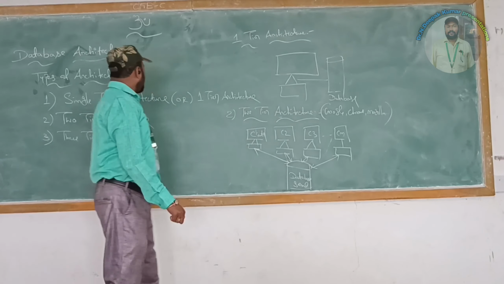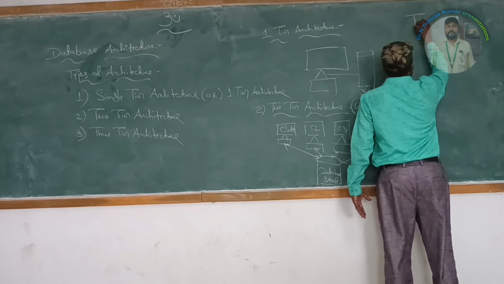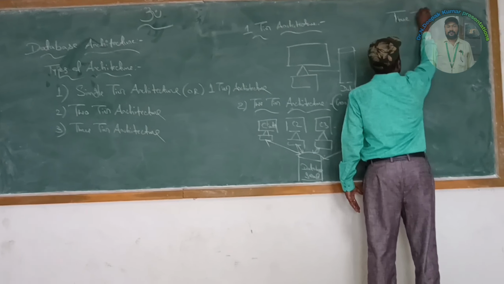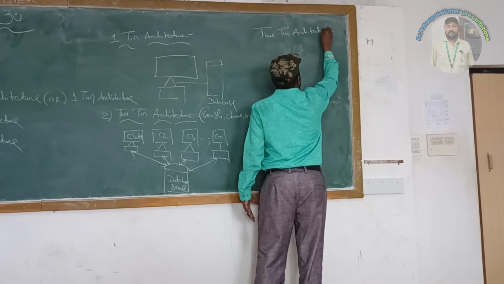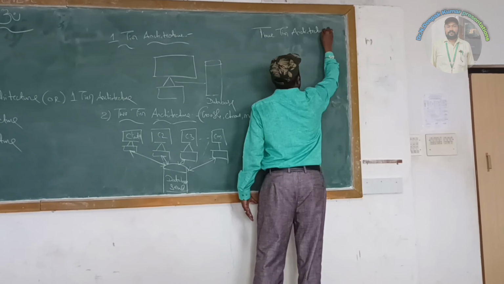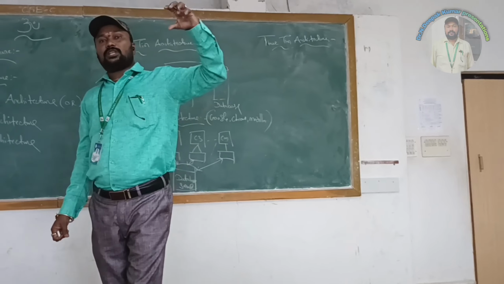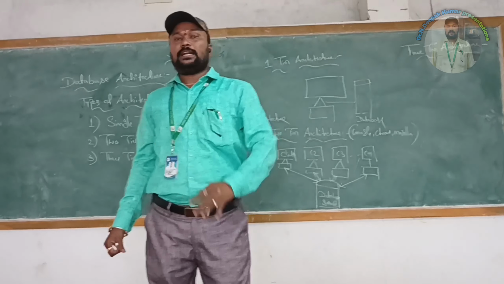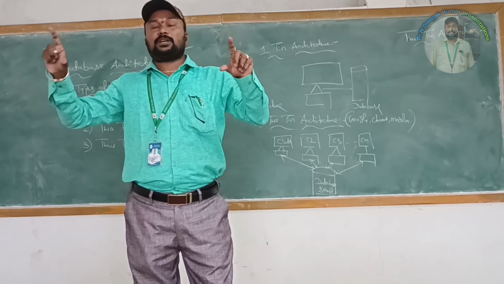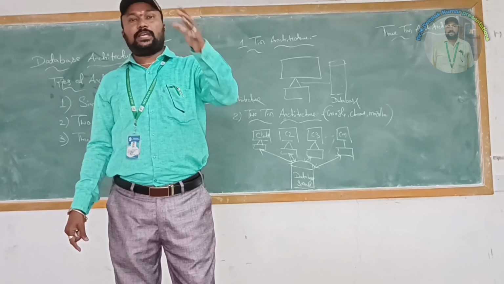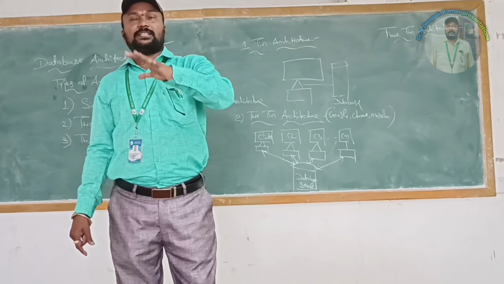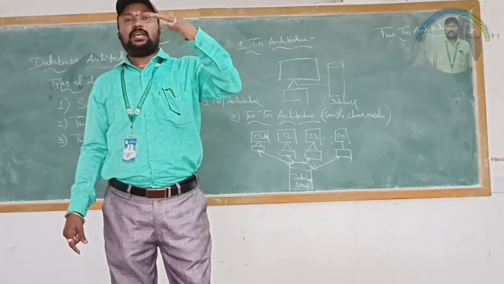Then the last one is the three-tier architecture. Here the clients do not directly communicate with the database, but an intermediate application server is placed. The clients send the request to the application server, then the application server sends the request to the database server, then the database server sends the response to the application server, then it sends the response to the client. So that is what I call three-tier architecture.